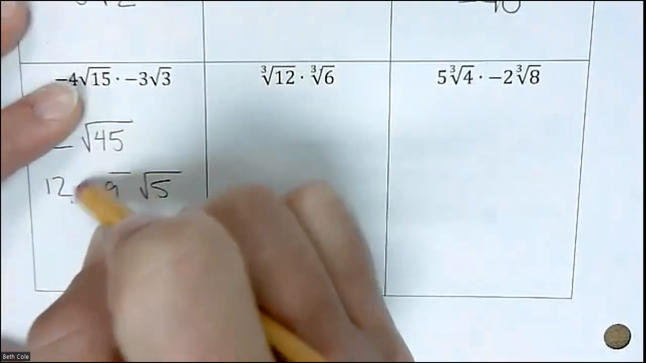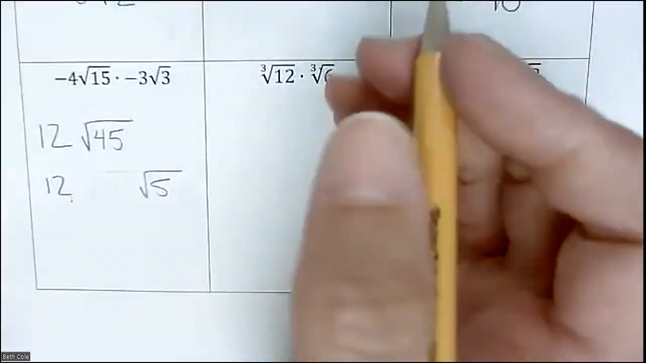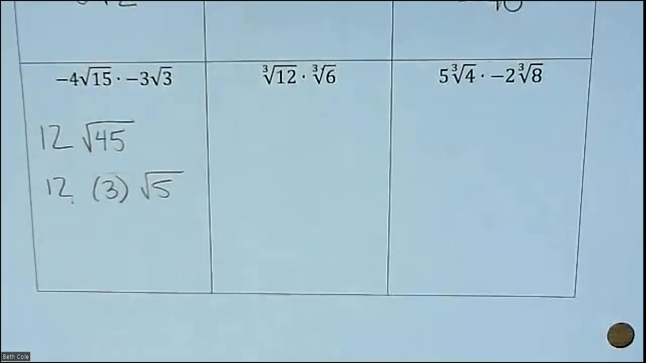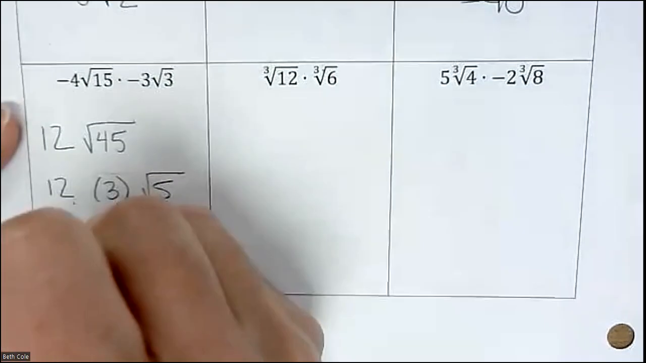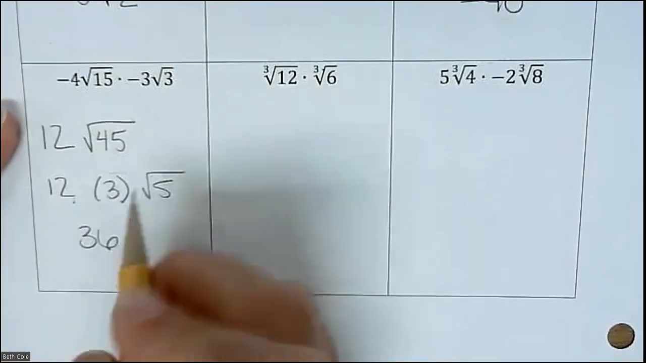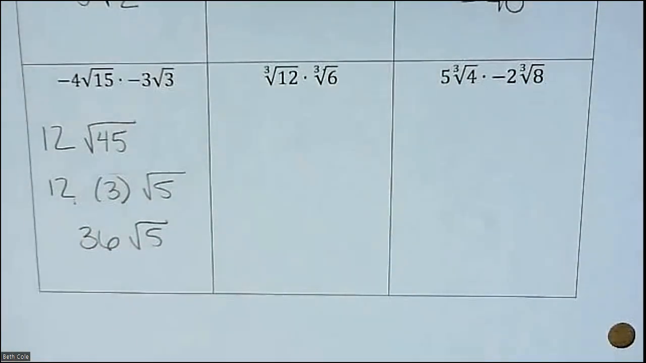But what is your square root of 9? Because that's like the whole point. Good, that's 3. And then, good, 12, 12 times 3 is 36. So 36 square root of 5.